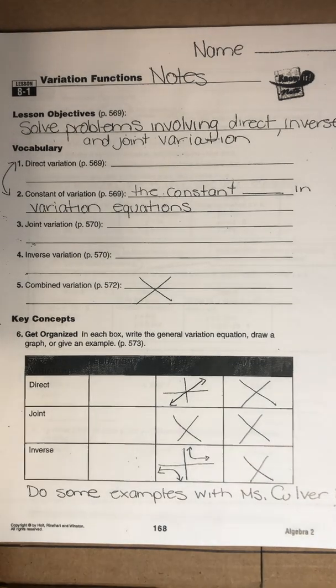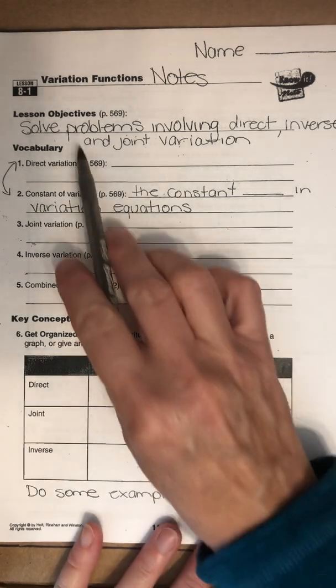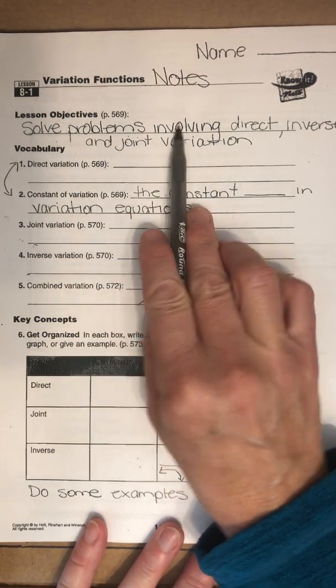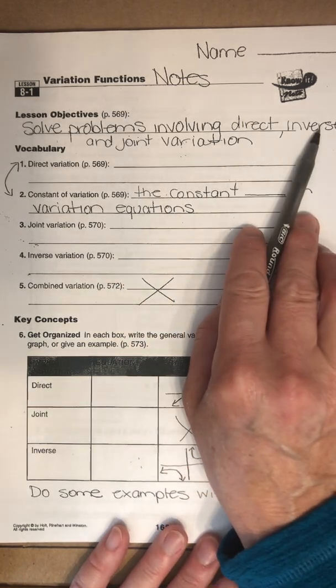We are starting chapter 8, of course with section 8.1. After 8.1, we will be pausing to refresh our factoring before we go on to 8.2. So hope you are all doing great today. Today our lesson objectives will be solving problems involving direct, inverse, and joint variation, mostly direct and inverse.